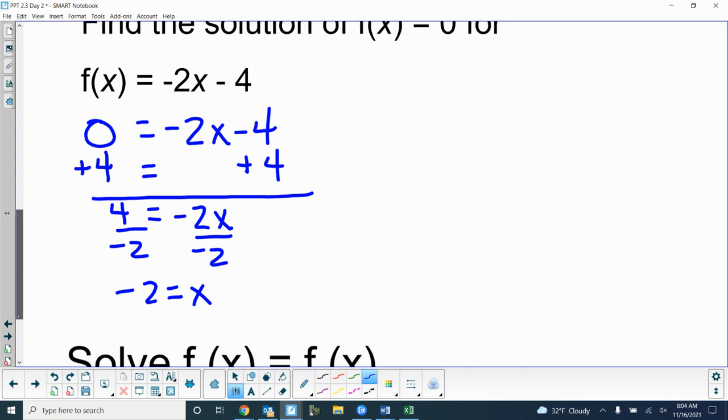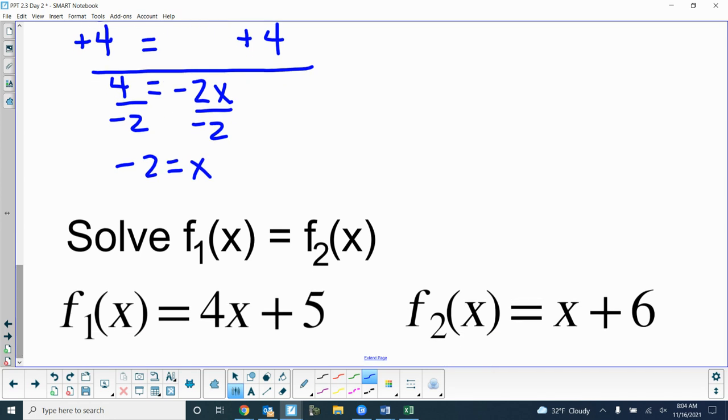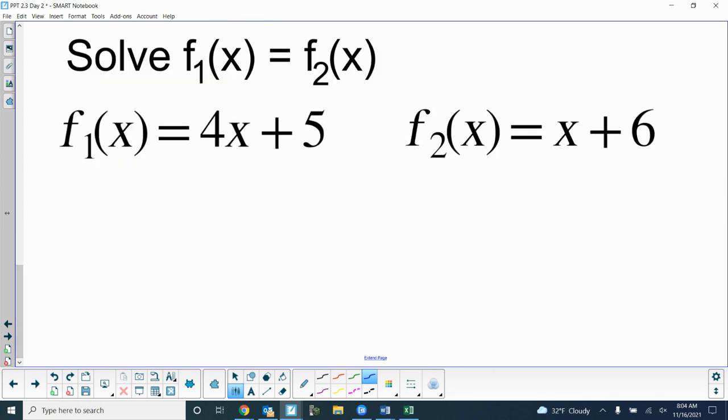Okay? What do you guys think you have to do for this one? Yeah, just set them equal to each other. Don't overthink it. Just set 4x plus 5 equal to x plus 6. They're just saying the first function equals the second one. So that's what we're going to write: 4x plus 5 equals x plus 6. So just do our normal solving equation stuff then.